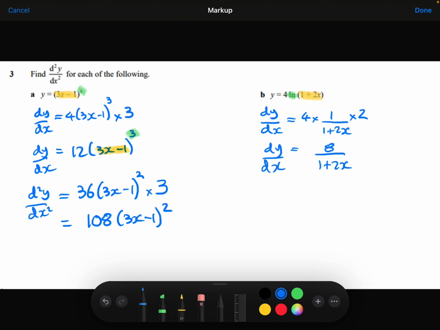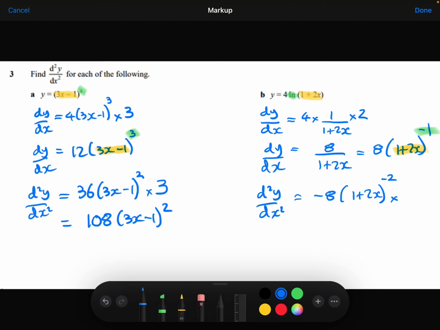Now, in order to differentiate this again for the second derivative, I'm first going to need to rewrite it as 8 times (1 plus 2x) to the power of minus 1. And now that's written in a form where I can differentiate it again for the second derivative, where I've got the 1 plus 2x inside the power of minus 1. So I'm going to multiply by the minus 1. So 8 times minus 1 is minus 8. I'll take 1 away from the power. So minus 1 take away 1 is minus 2.